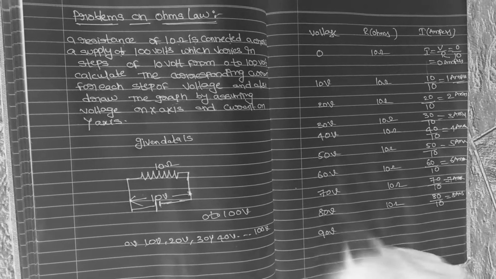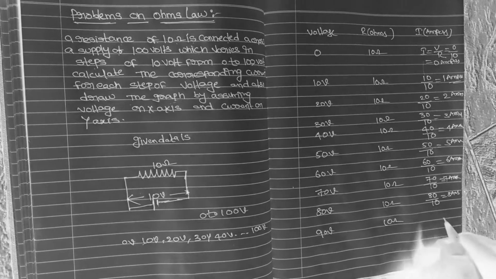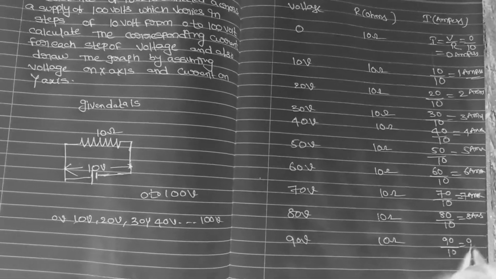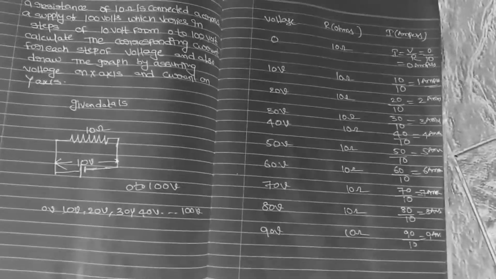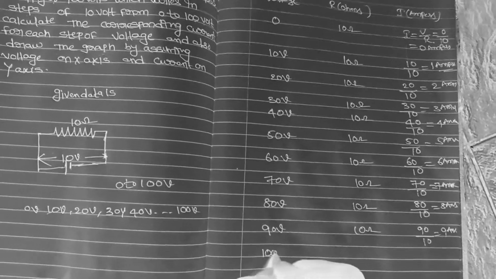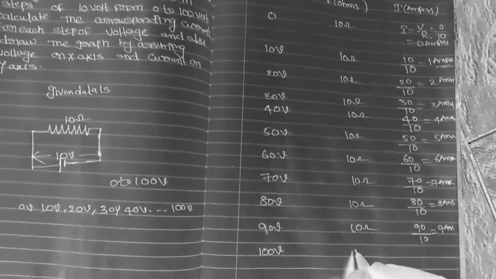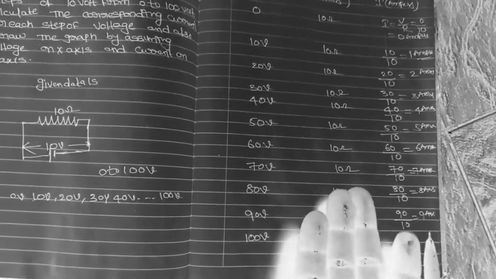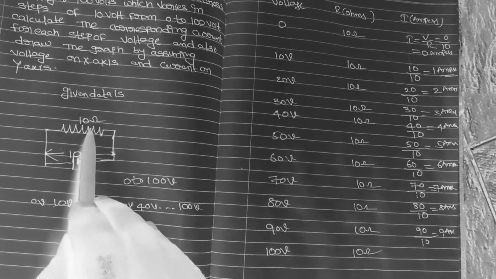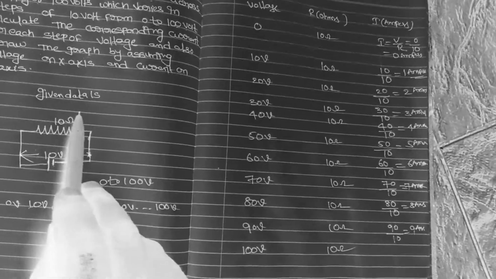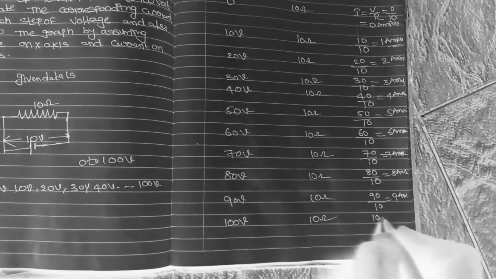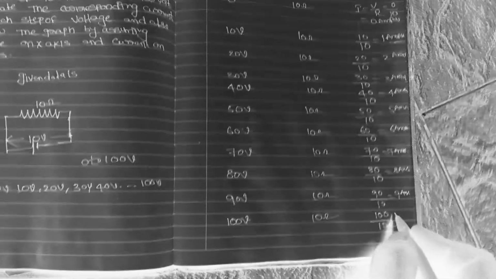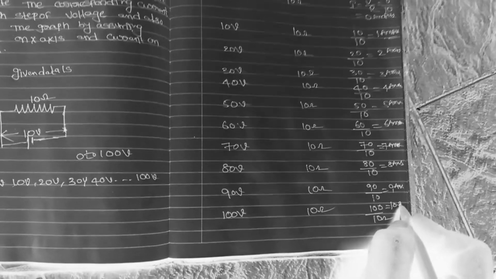At 90 volts, here also with 10 ohm resistance, that is given as 90 by 10, that is given as 9 amperes. Like this way we represent all the values. At last, at 100 volts, here also the resistance is fixed. Why? Because the total resistance is 10 ohms. So that is 100 by 10 ohms, that is given as finally 10 amperes.